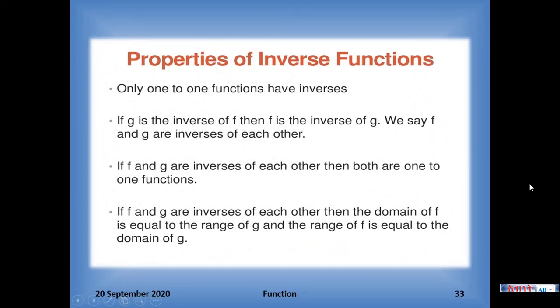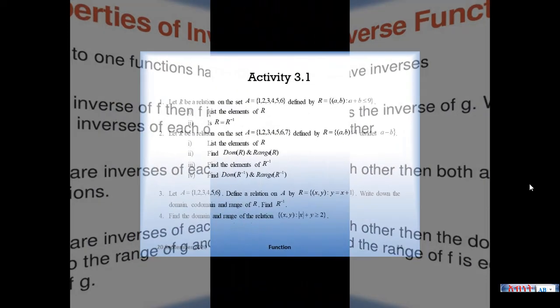Now the properties of the inverse function: only a one-to-one function has an inverse. If g is the inverse of f, then f is the inverse of g. We say f and g are inverses of each other. If f and g are inverses of each other, then both are one-to-one functions. If f and g are inverses of each other, then the domain of f is equal to the range of g, and the range of f is equal to the domain of g. These are some properties of the inverse function.